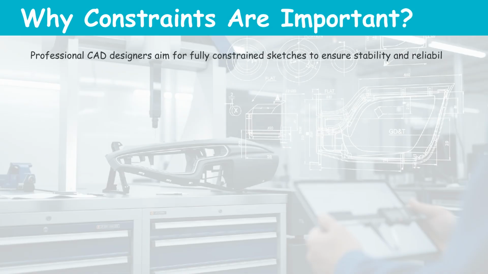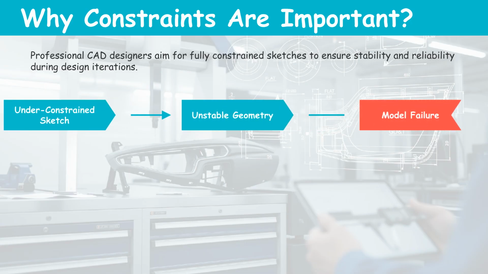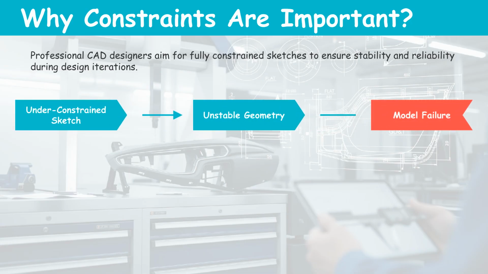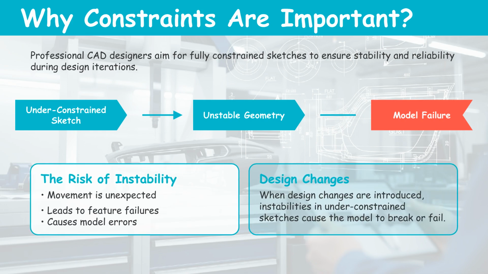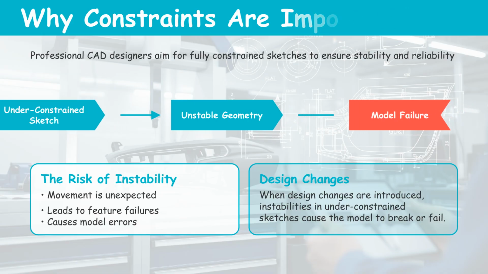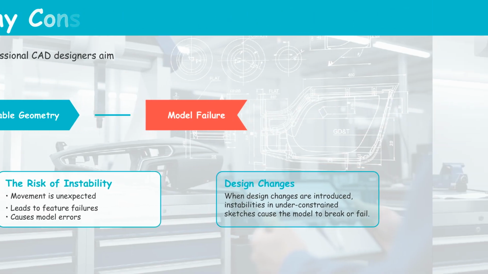Let's understand why constraints matter. An under-constrained sketch can move unexpectedly. This creates unstable geometry. When design changes are introduced, these instabilities can cause feature failures and model errors. That's why professional CAD designers always aim for fully constrained sketches.